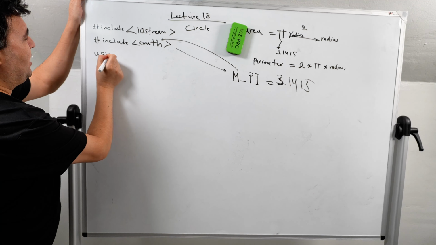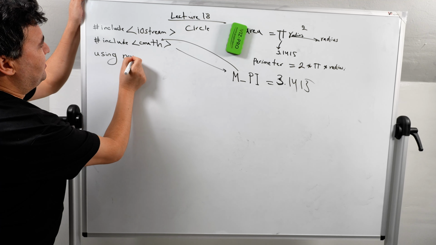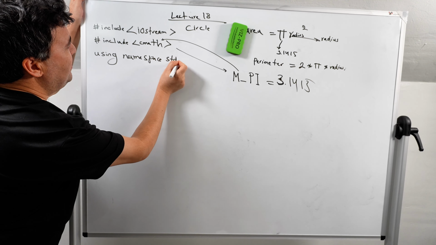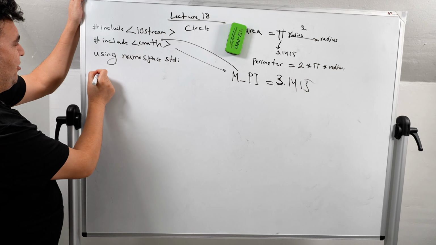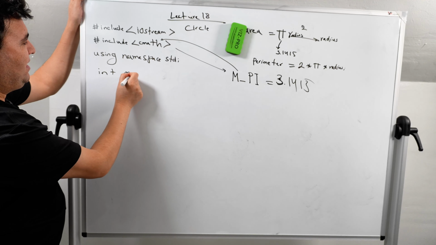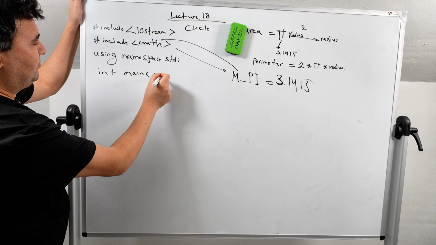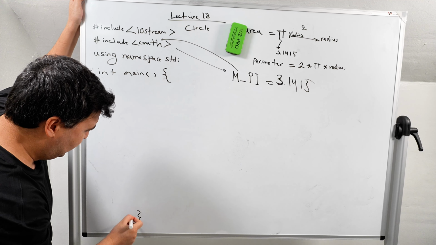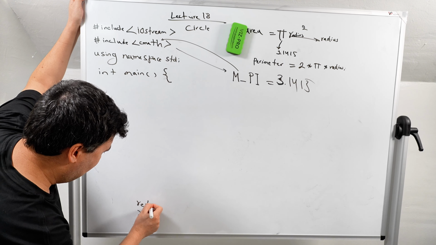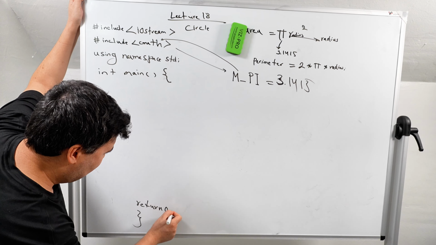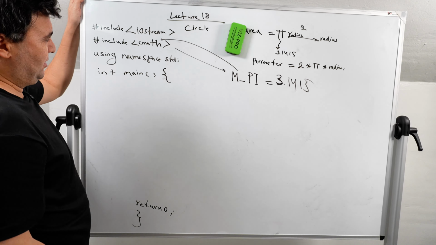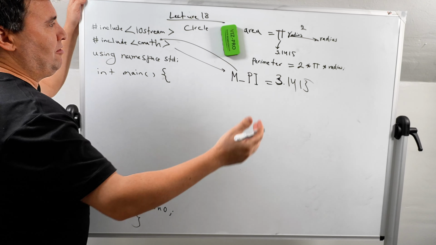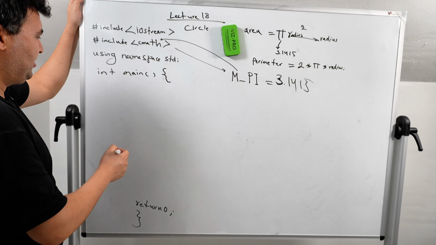Then we write using namespace std, and then we write our main function, int main. The main block opens here, and we close it here. And then at the end we have return 0, which tells the operating system that this program was executed successfully. So now we need to declare our variables.